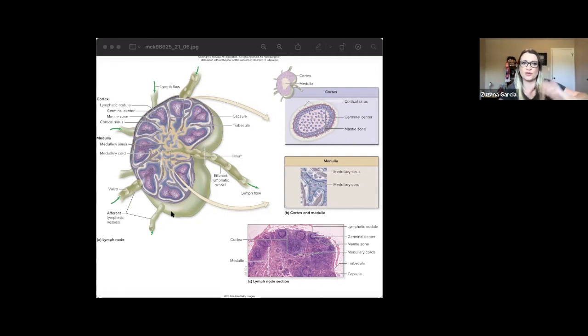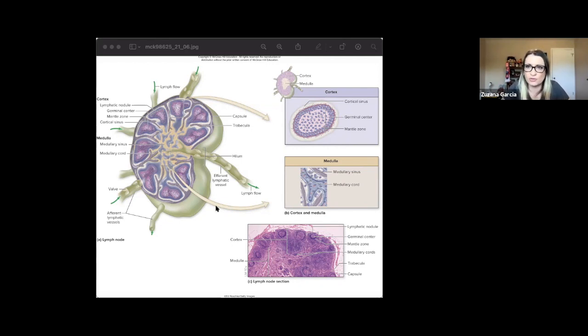Under the capsule, you would have the subcapsular space or sinus. That's not labeled on here, but if you're looking at a diagram somewhere else, you might see subcapsular sinus. And then the lymph will flow between these purple and pink nodules that you see in the cortex. So internally, a lymph node is divided into cortex and medulla. Cortex is that purple pink area with those nodules. And then the center, the yellow and purple that you see there, that's the medulla.